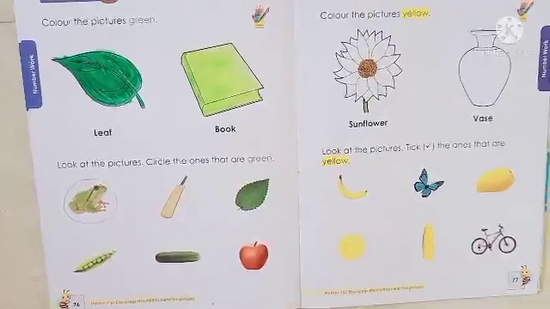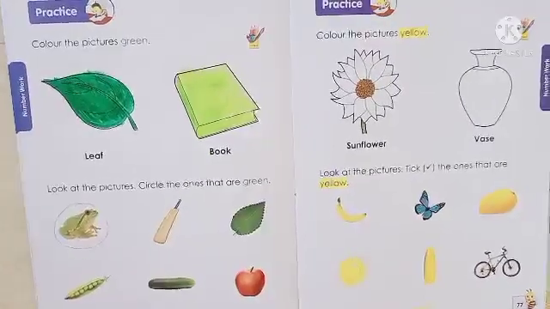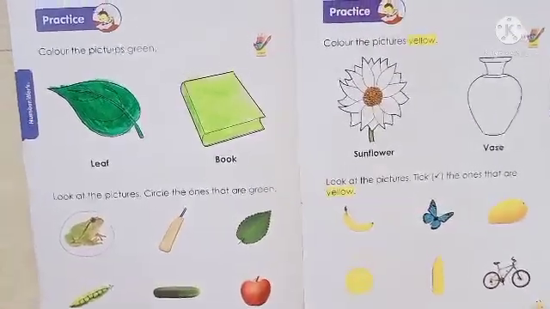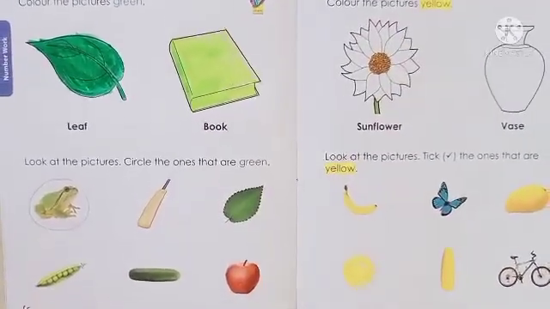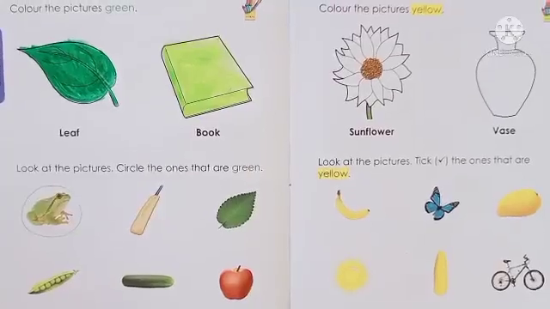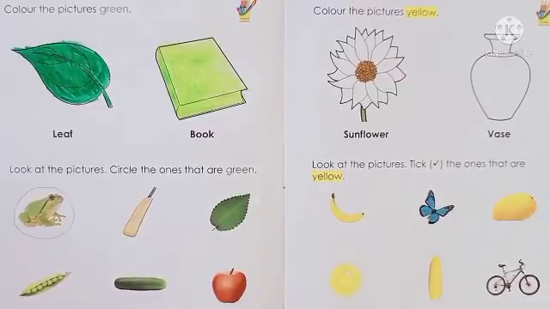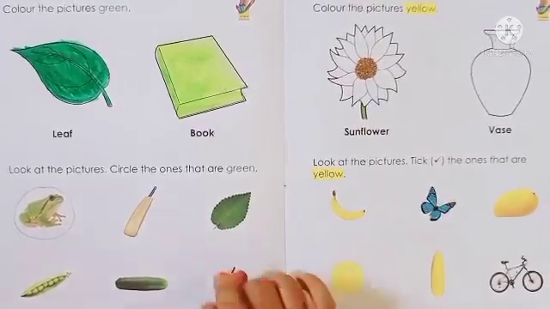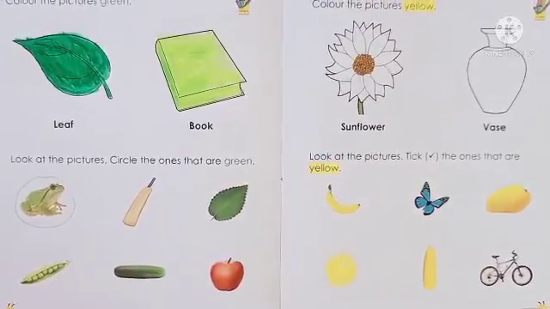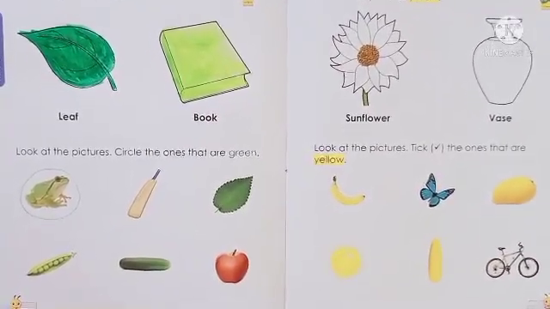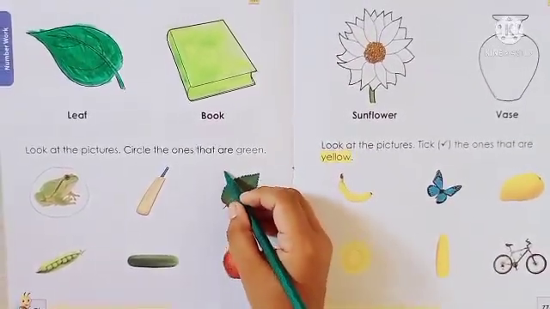Moving on to the next image. What is it? Yes, it's a cricket bat. Now, what's the color of the cricket bat? Is it green in color? No, it's brown and blue. So, are we supposed to color it? No. Moving on to the next image. Yes, it's a leaf, isn't it? Now tell me, what's the color of the leaf? Correct, it's green color. So, shall we circle the green colored leaf?